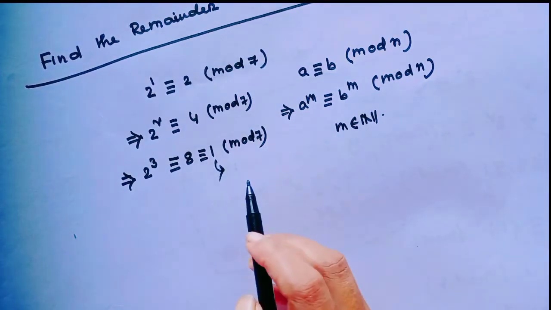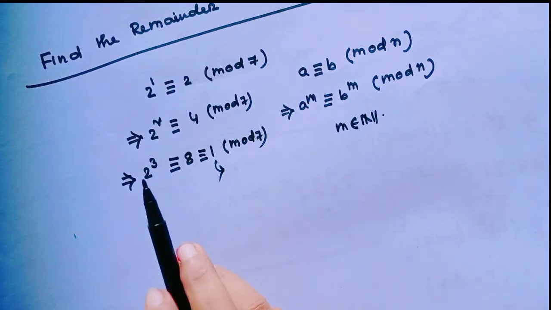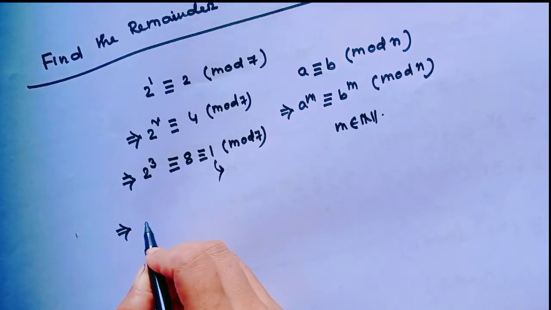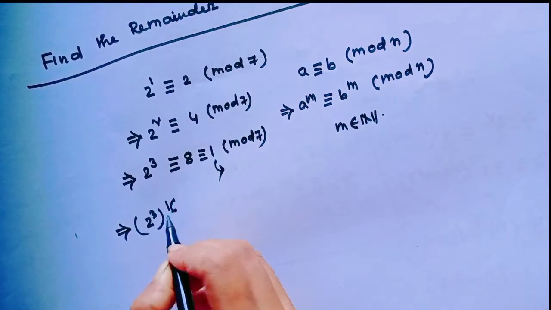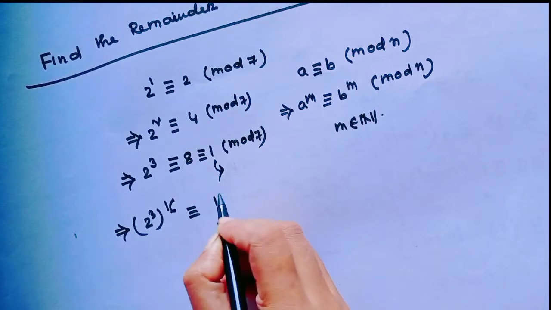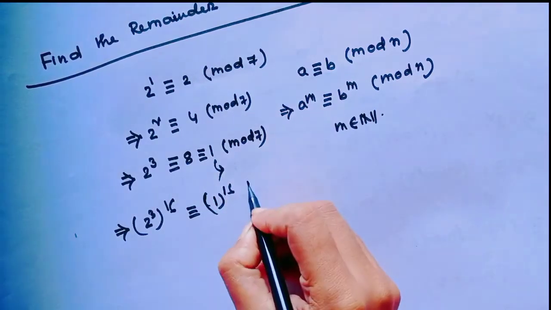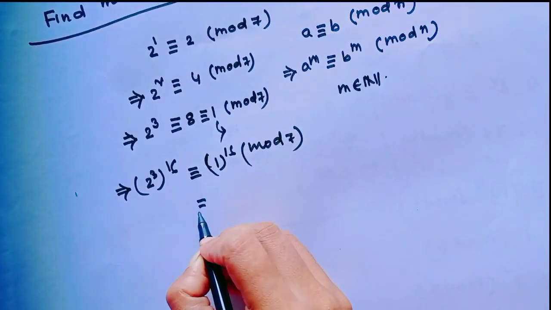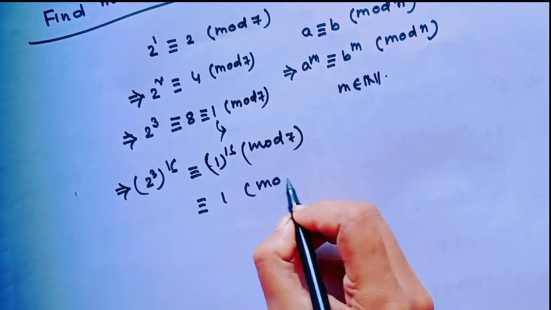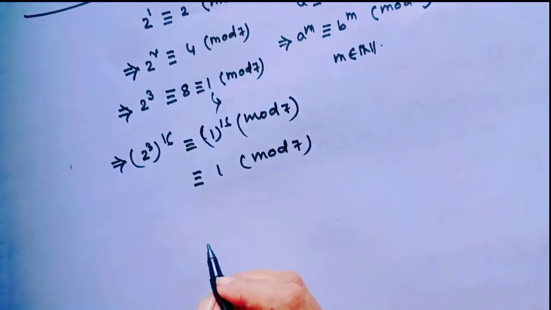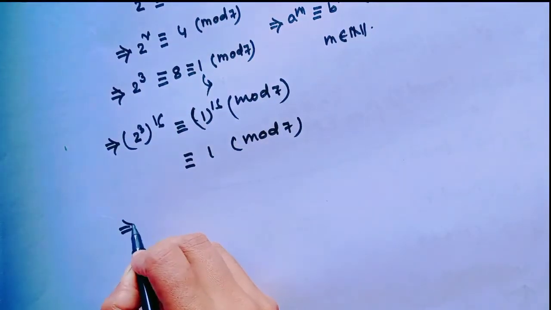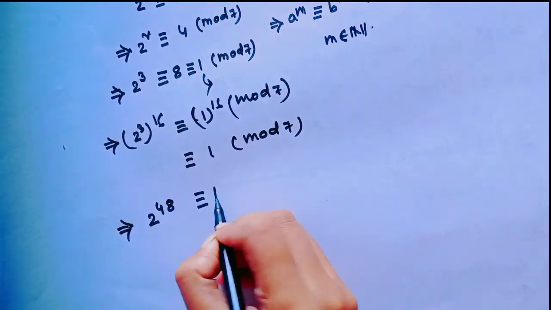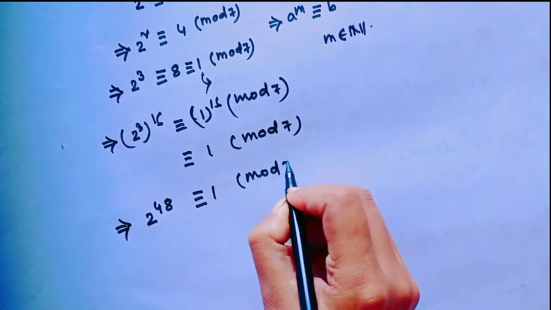Now here the value is 1. We can raise both sides to the power 16. Then it will be 2 cubed to the power 16 congruent to 1 to the power 16 modulo 7, and this is congruent to 1 modulo 7. Then we get 2 to the power 48 congruent to 1 modulo 7.